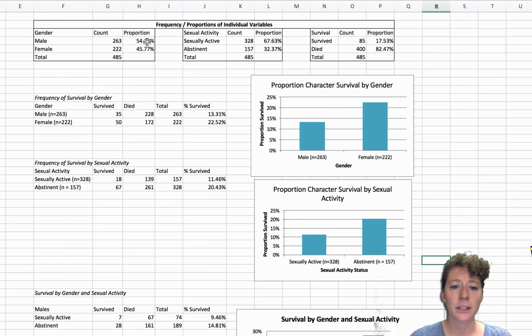So if we just take a look, if there's anything interesting to report there, we see that about half the characters are male, half are female. That's pretty good. There's an equal representation. 2/3 are sexually active, 1/3 is abstinent, and a large majority of the characters die, which is why it's called the slasher movie. So let's just write something about that in our write-up.